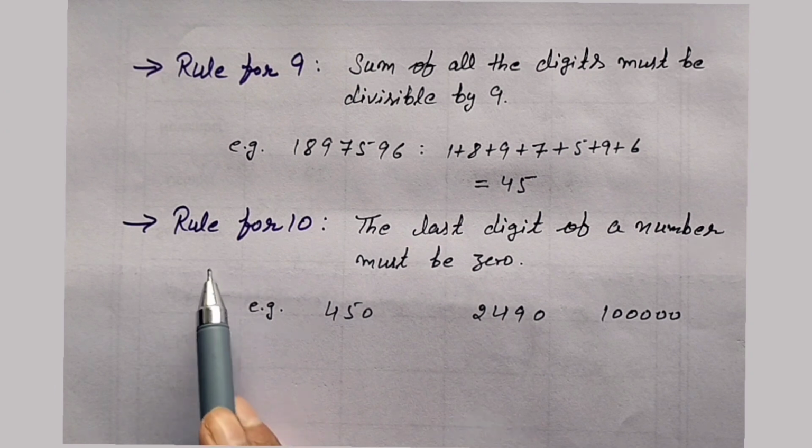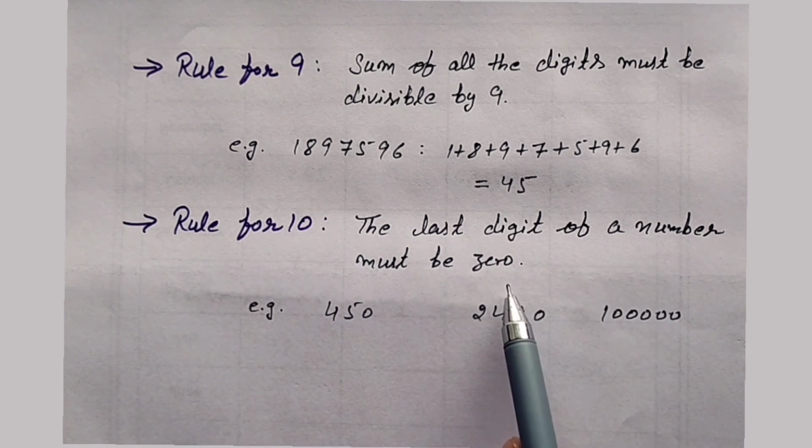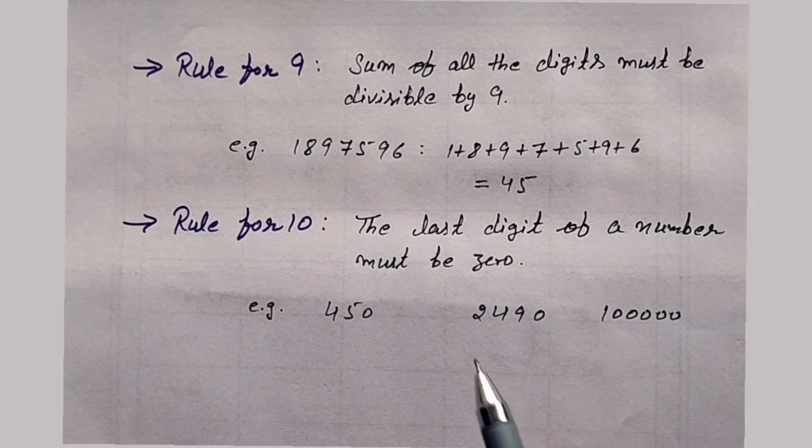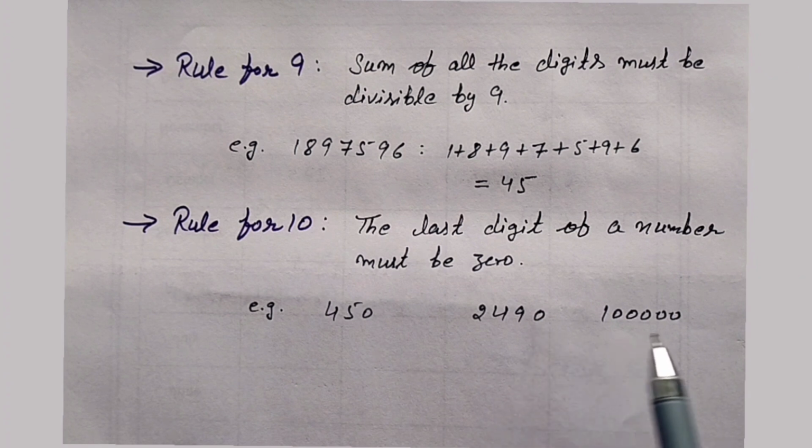Now let's see the rule for 10. The last digit of a number must be 0. So this one is very simple. Here we just need to check if the last digit of a number is 0. So the last digit of this number is 0. Here 0. Here also 0. So these numbers are divisible by 10.